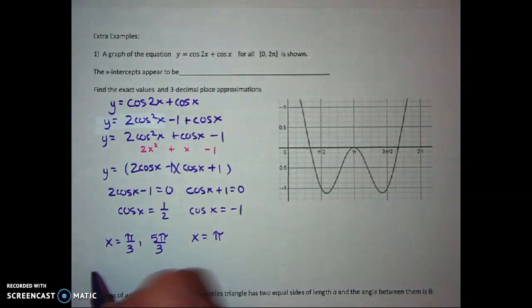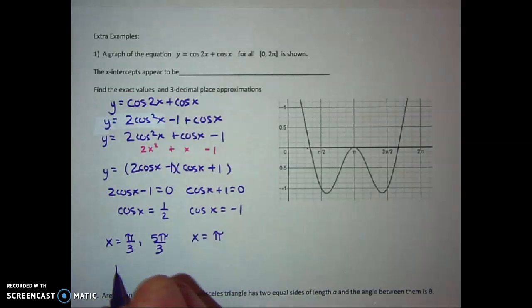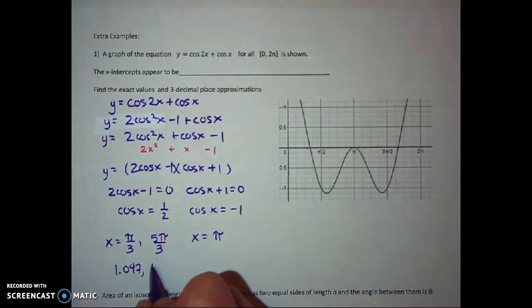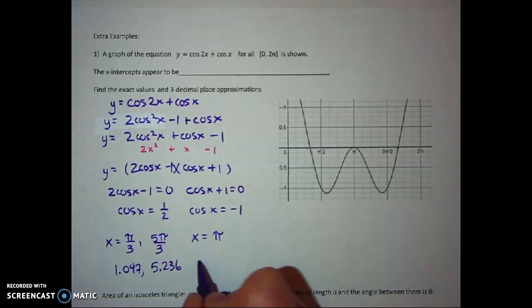Then putting these into our calculator for our decimal approximations, for pi over 3 to 3 places, I would get 1.047. For 5 pi over 3, I'm going to get 5.235, and rounding correctly, I would get a 6. And for pi, again rounding correctly, I would get 3.142.